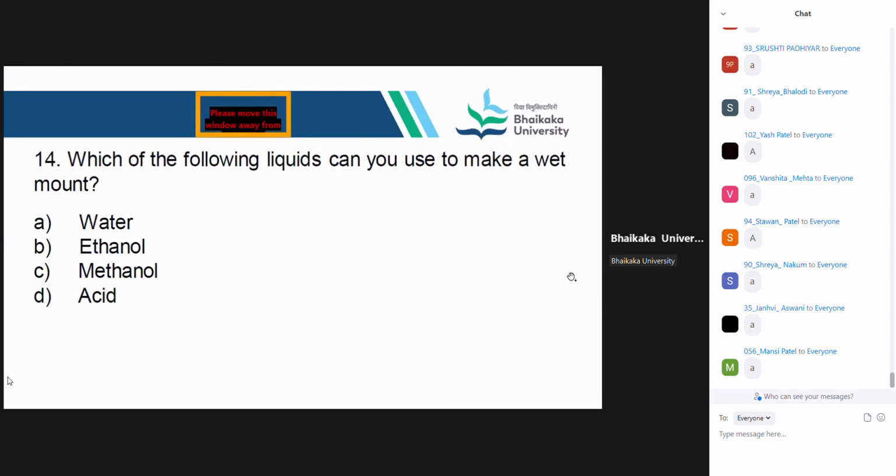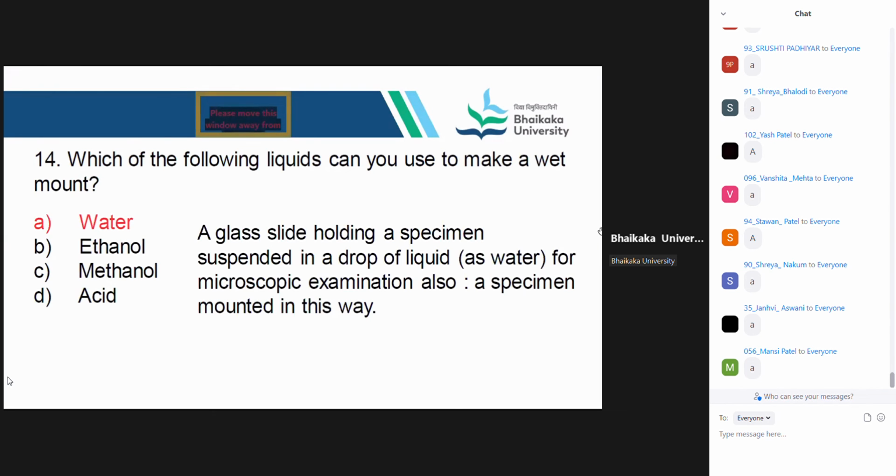Which of the following liquids can you use to make a wet mount? Yes, water. Now, what is a wet mount? A glass slide holding a specimen suspended in a drop of liquid like water for microscopic examination, and also a specimen mounted in this way.